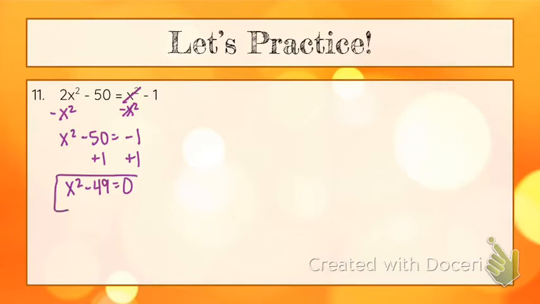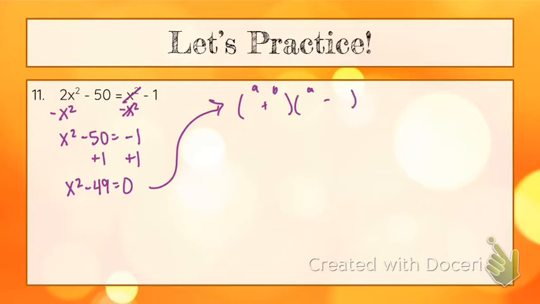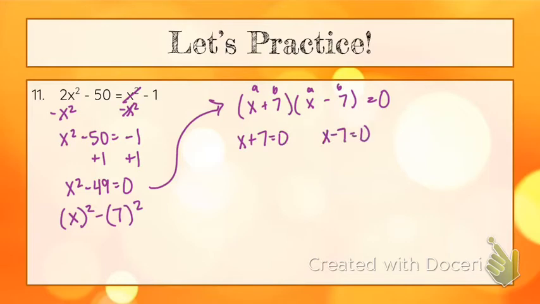Okay, so now we have an equation that looks just like the stuff we did in the beginning. So this is the difference of two perfect squares. So this is going to factor to a plus b times a minus b equals 0. So a is going to be x and b is going to be 7. x plus 7, x minus 7. So x plus 7 equals 0, x minus 7 equals 0.